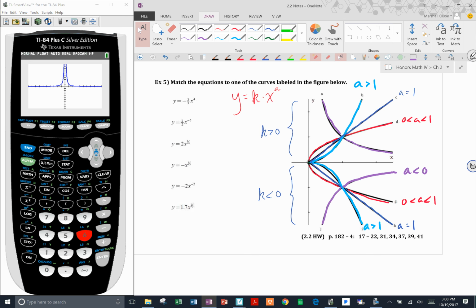So as I look over here, we'll just go down the list. It's a negative k value out in front. Negative k value. So I'm looking down below, and it's got the quartic. So it's an A value that's greater than 1. So that must be that blue one that I have drawn right there. So that is I.